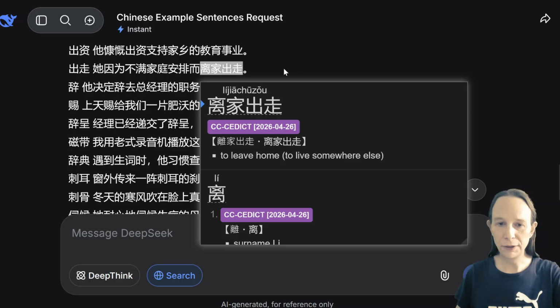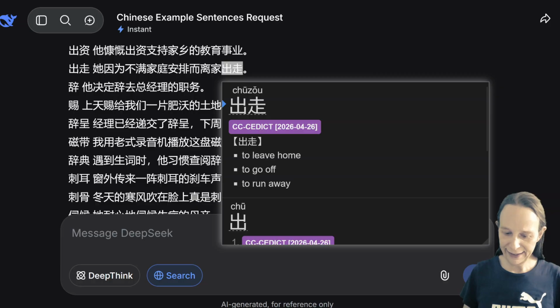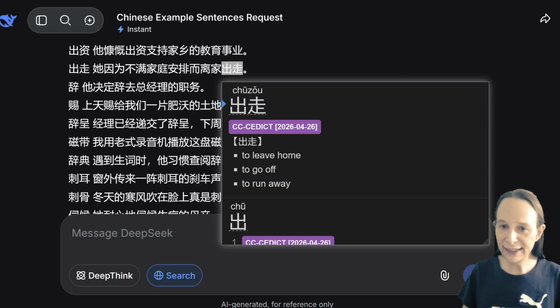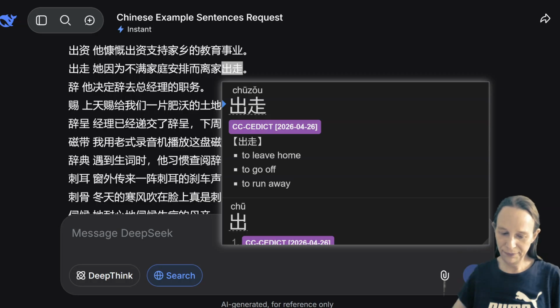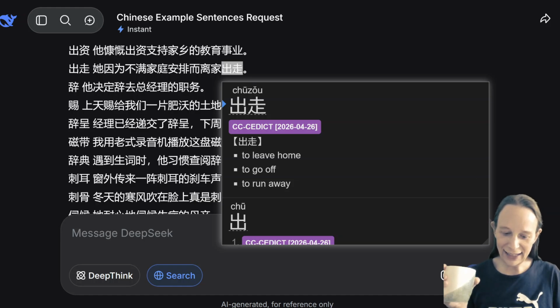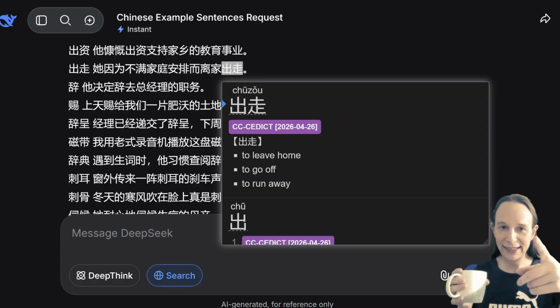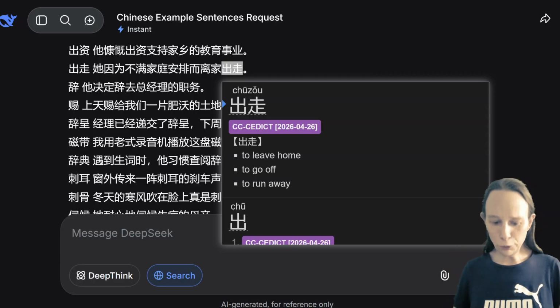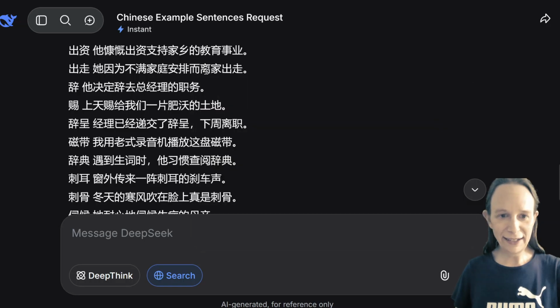First, we'll look at 出走 in the dictionary. It says 被环境逼迫, 不声不响地离开家庭或当地. So, due to environmental coercion, so presumably some environment was unpleasant for some reason, silently leaving the home or the locality. And their example is this one, 离家出走. It's their example, but it's not an entry in itself.